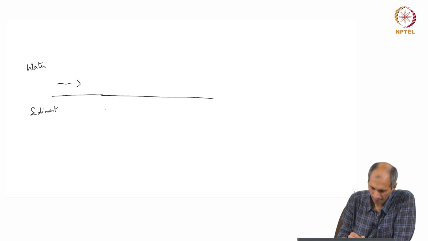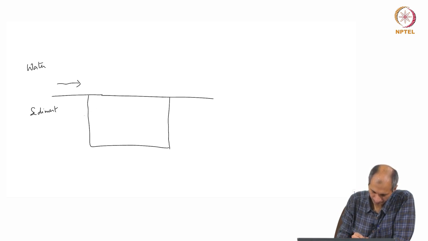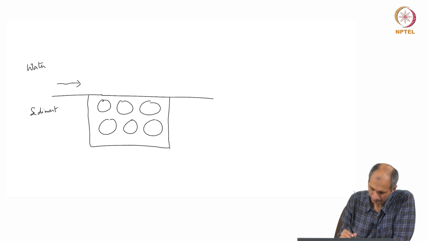This water is here. So we have a zone. Last time we looked at a very simple case where the contaminant is uniform. We have a solution for that. On the sediment side, z equal to 0, it starts from here.